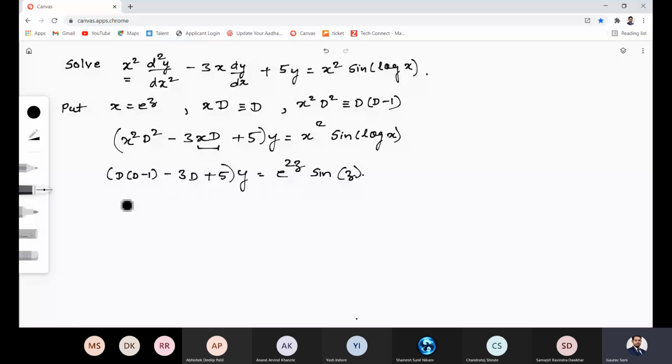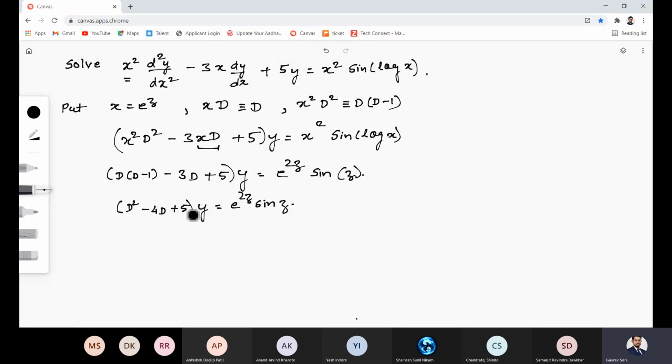Now simplify this. So this will be d square minus d minus 3d, that will become d square minus 4d plus 5y is equal to e to the power 2z sine z. So there can be MCQs like this: convert the given Cauchy's linear differential equation to a linear differential equation with constant coefficients. In that case, what you have to do is use the substitution approach and identify the new differential equation in the given options.